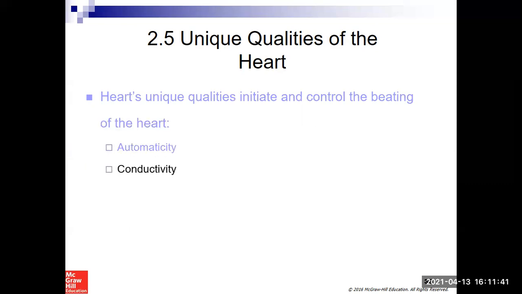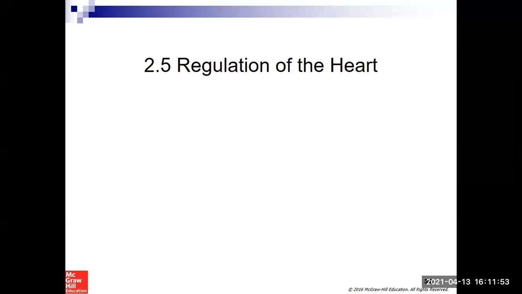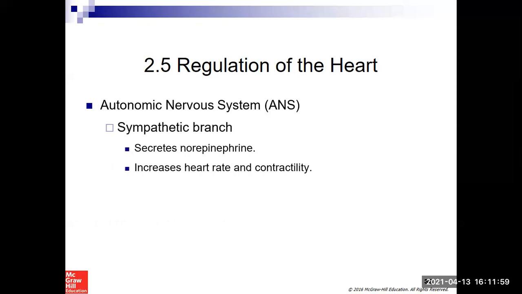Automaticity, conductivity, contractility, and excitability. Regulation of the heart: the autonomic nervous system. The sympathetic branch secretes norepinephrine, which increases heart rate and contractility.